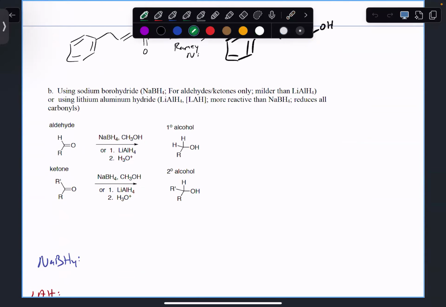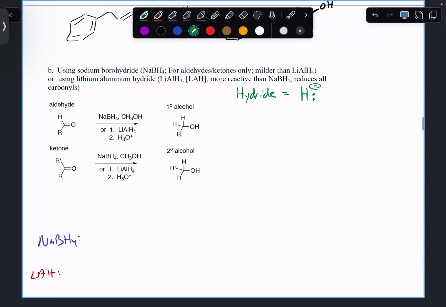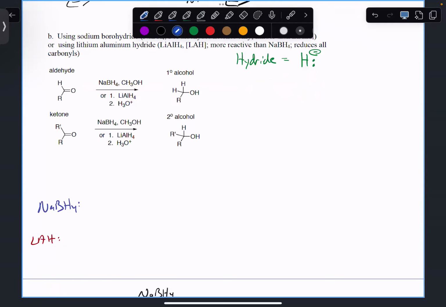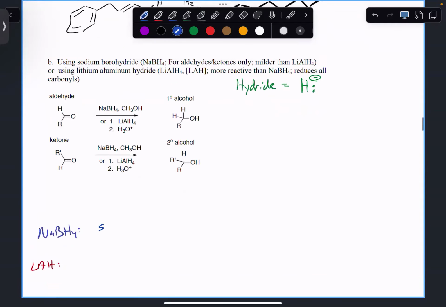So when we talk about hydride, hydride is technically just hydrogen with 2 electrons and thus is negatively charged. All right. Now, there are a couple of reagents that are most commonly used in order to deliver hydride, and we're going to focus on two of them. The first one is called sodium borohydride. And actually, I'm not going to write it out. It's right here. Sodium borohydride. And the second one is lithium aluminum hydride.